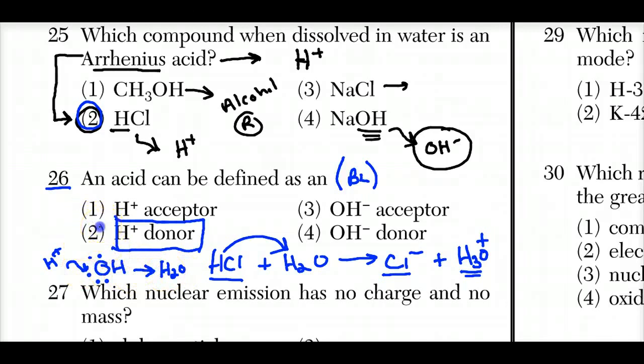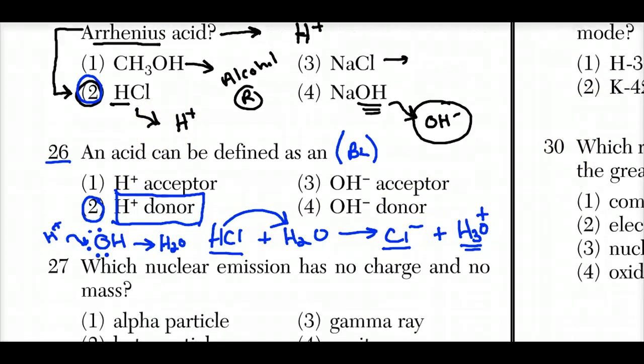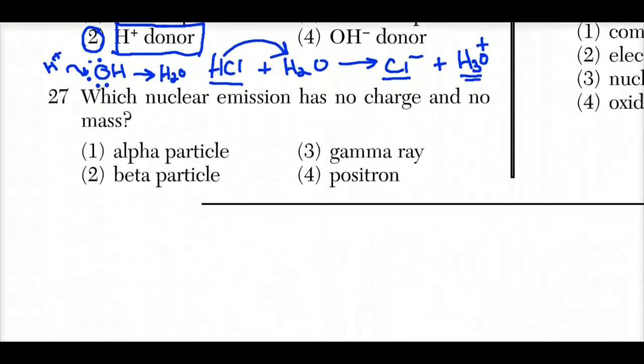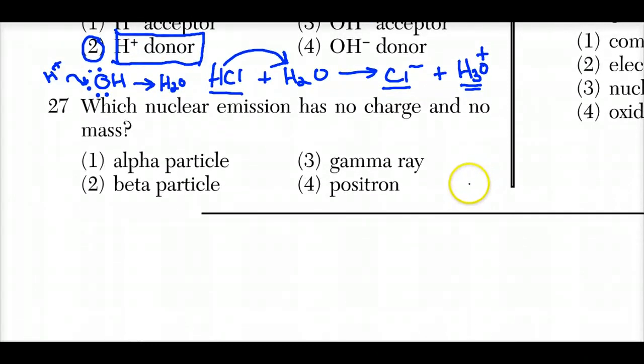An acid is an H+ donator, and an Arrhenius acid is one that has an H in it to give off, or at least make H+ in solution. 25 is 2. 26 is 2. Onward to 27. Which nuclear emission has no charge and no mass?